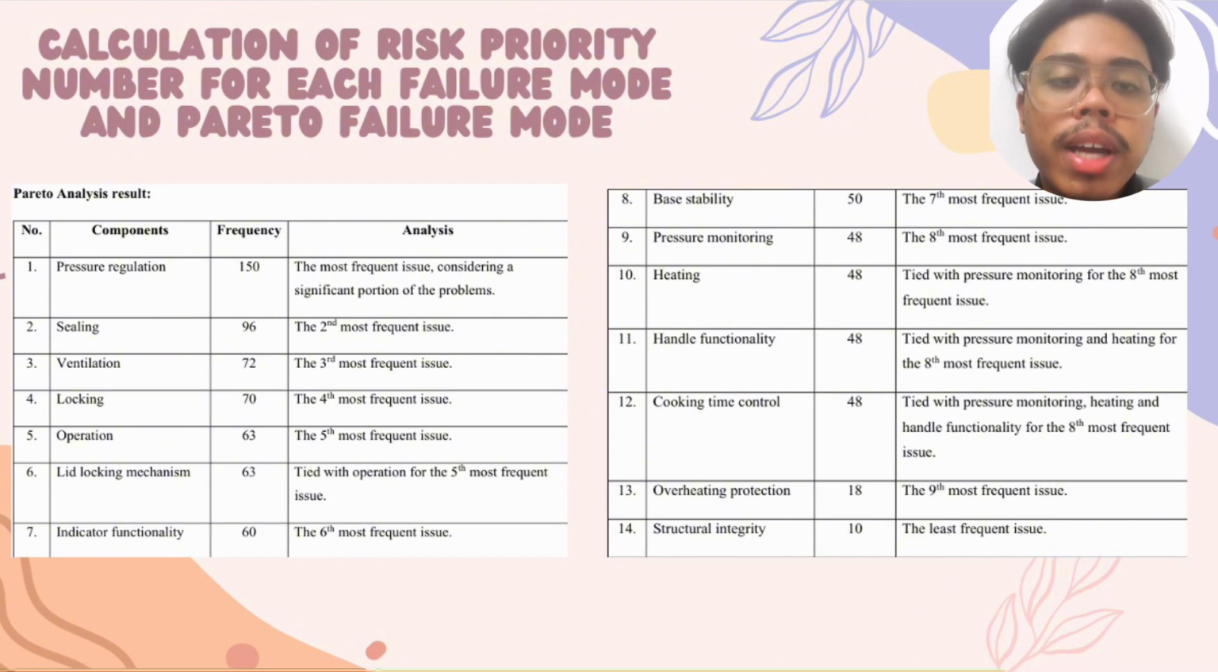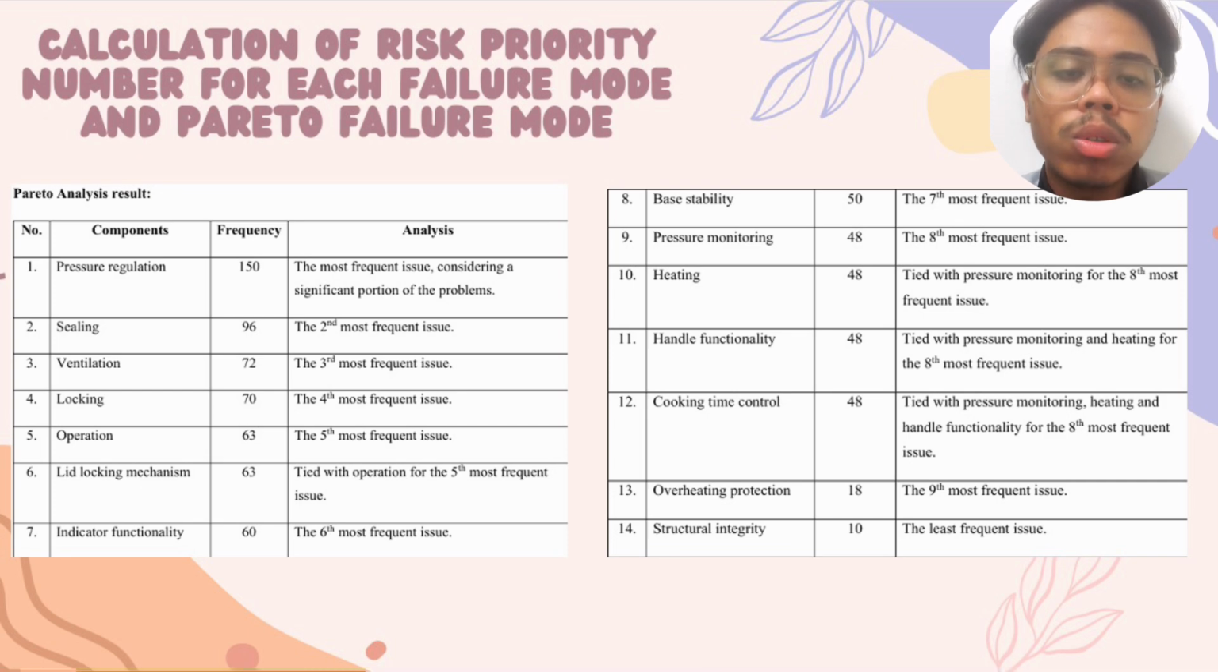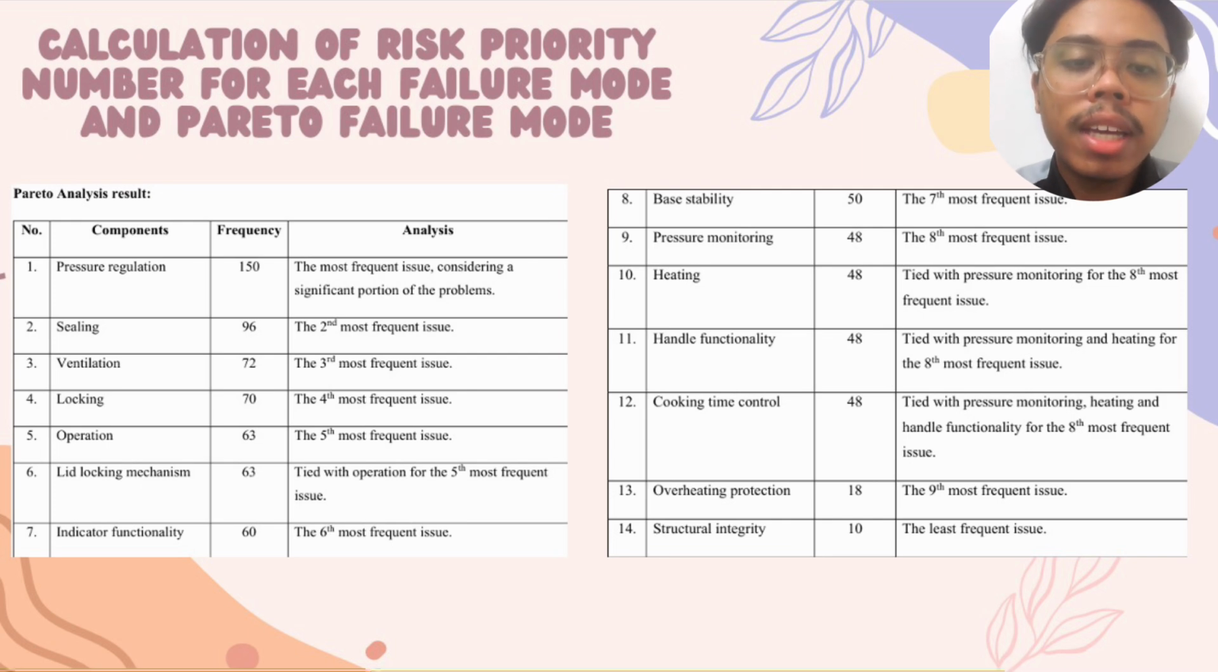The analysis further categorized other issues such as locking operation, leak locking mechanism, and indicator functionality with their respective frequency and ranking. Stability, pressure monitoring, heating, handle functionality, and cooking time control share similar frequency, emphasizing their relative importance. Overheating protection and structural integrity, with a lower frequency, represent the least common issues. This detailed breakdown highlights the prioritization needed to address the most critical components impacting system performance and reliability.